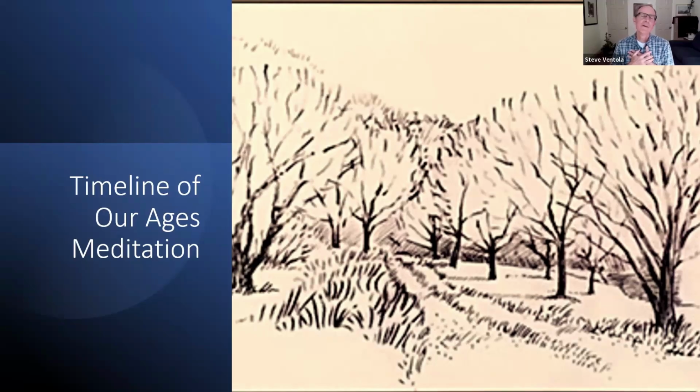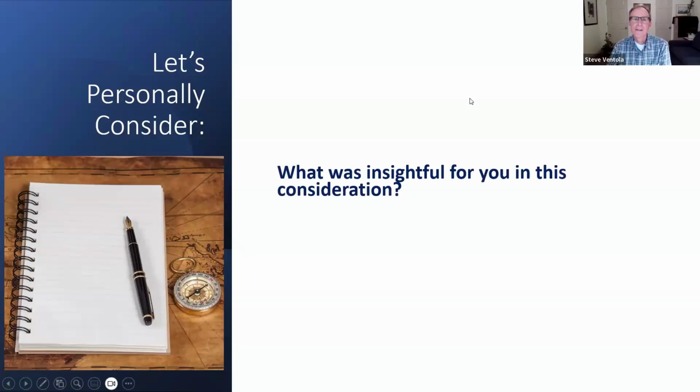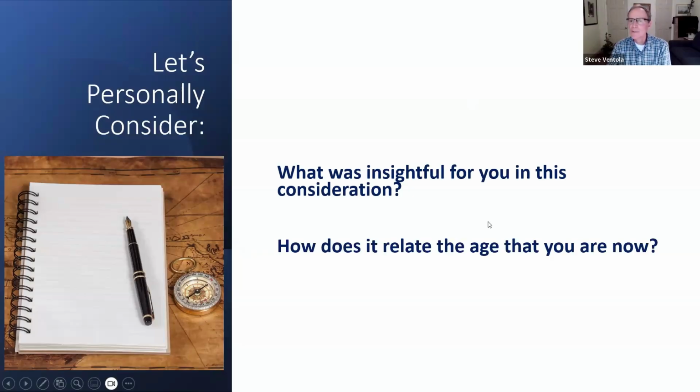Okay. You can wiggle your fingers a little bit, and when you're ready, you can just let them drop and open your eyes again. And now let's continue on. Okay, let's personally consider. Now here's the learning loop here. So after reflecting, after hearing some insight, okay, what was insightful for you in this consideration? Possibly how does it relate to the age that you are now? So let's take a couple of minutes with a piece of paper and a pen and consider accordingly. What insight is most valuable to you?